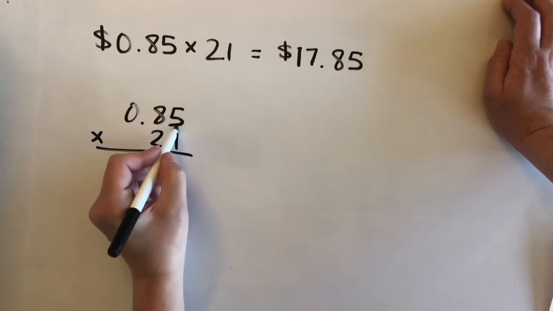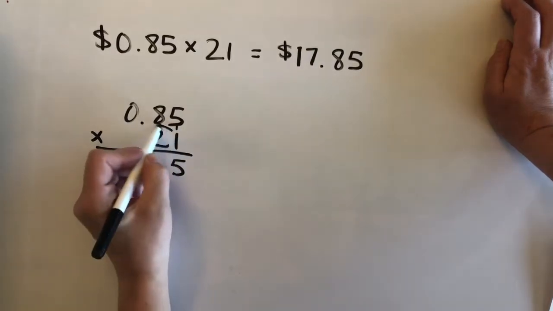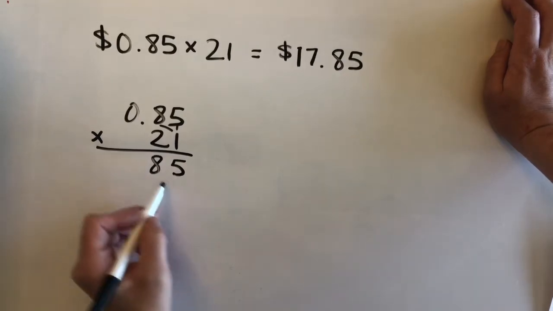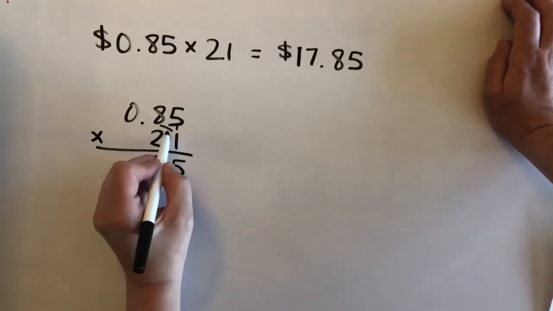Okay, so again, 1 times 5 is 5. 1 times 8 is 8. 1 times 0 is 0. Do I have to write the 0 in the front? No. I add my place value holder.